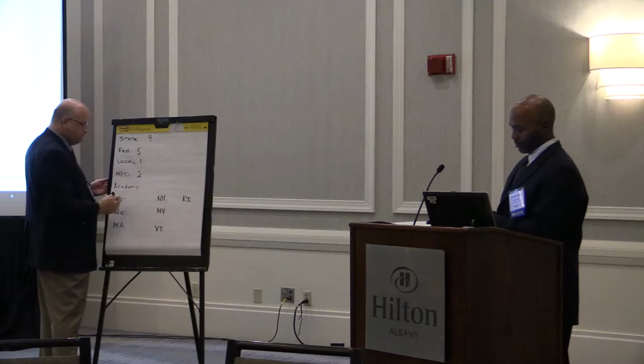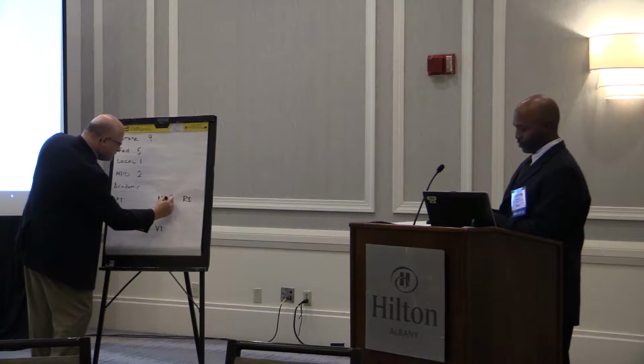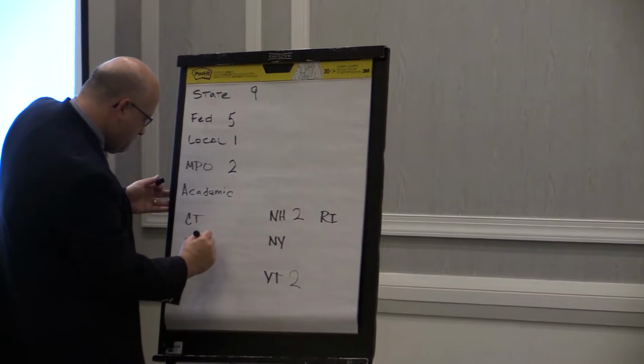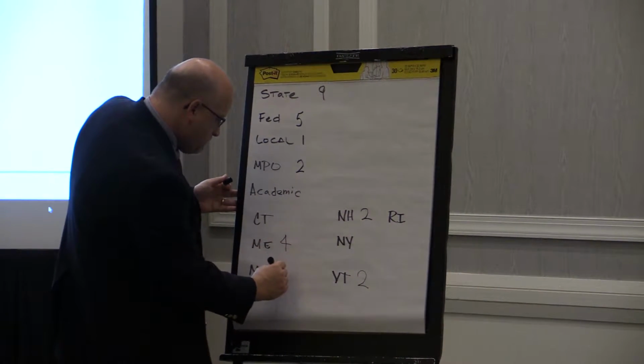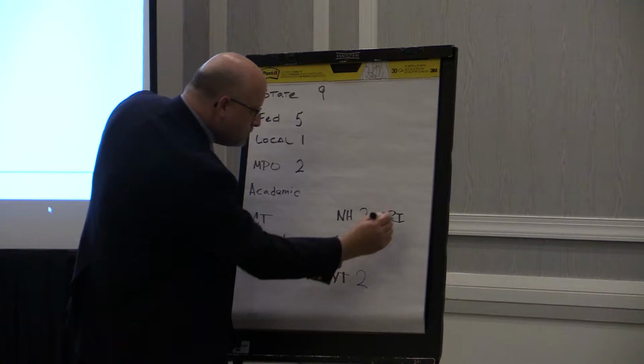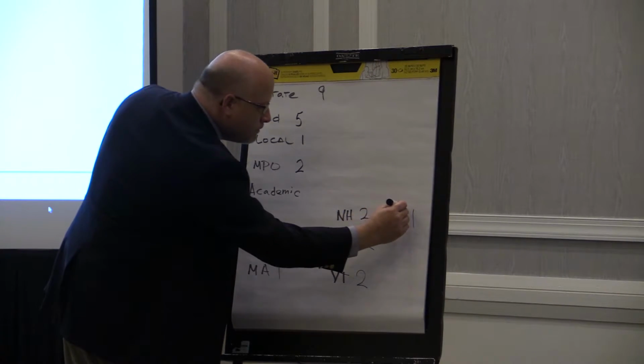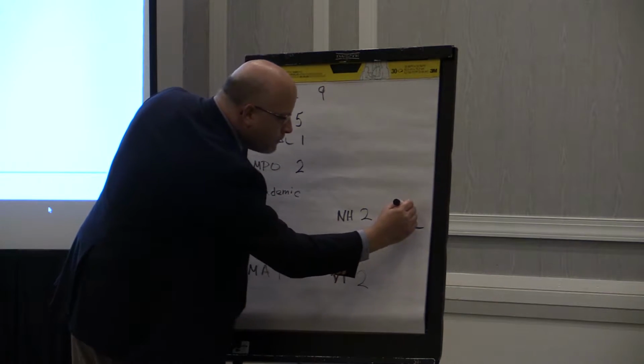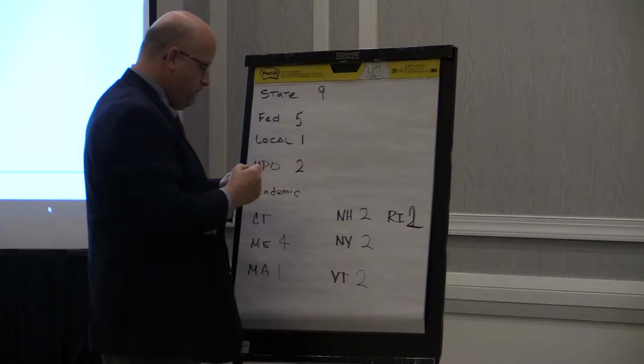All right, so I think we have 9 state DOT folks, 5 FHWA, 1 local agency, Sean, and 2 MPO representatives, right? I think we have 2 from New Hampshire, 2 from Vermont, 4 from Maine, 1 Massachusetts, sound right? 2 from New York, 1 from Rhode Island, and 2 from Rhode Island. Okay, sorry, missed that. And anyone from Connecticut? Okay, no one from Connecticut. Okay.